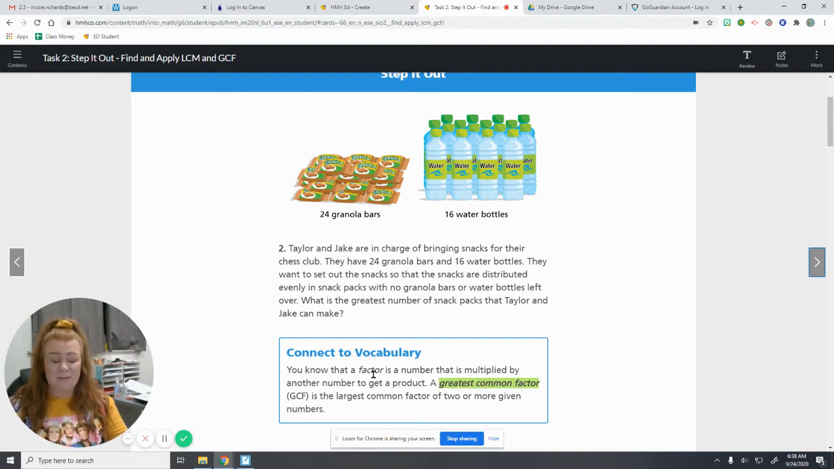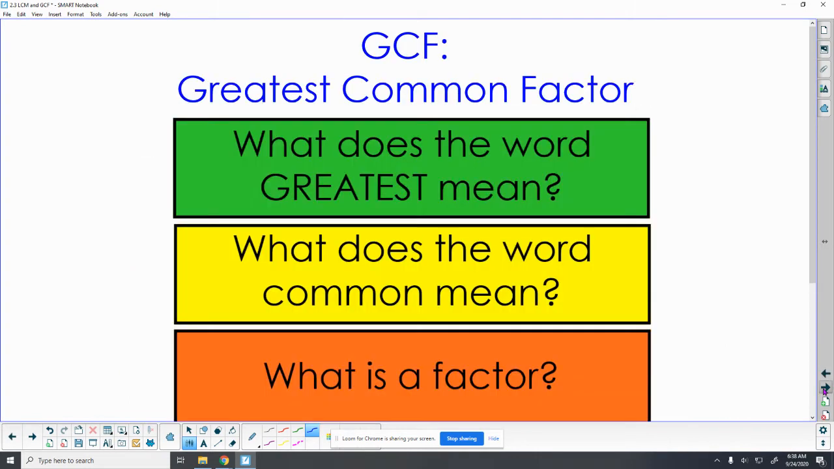So factors are numbers that are fewer than the number we're looking at. So if I have the number 12, the factors of 12 are 3 and 4. 3 times 4 is 12. So we're looking for the greatest common factor. So let's take a look at that a little bit closer here.